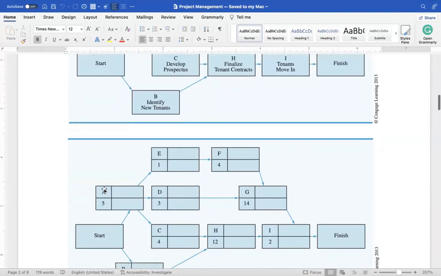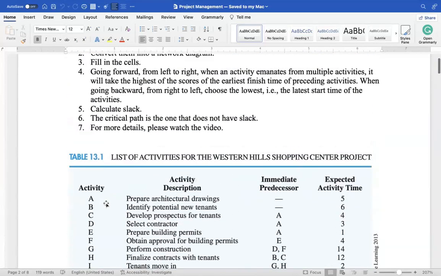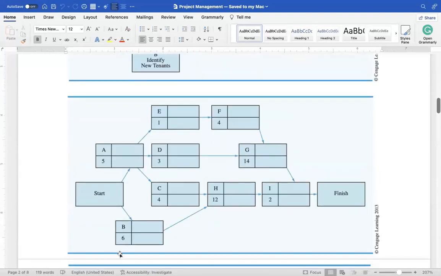So for example, if we talk about activity A takes 5 weeks. Let's check it from our data. Activity A takes 5 weeks. Similarly, activity B, it takes 6 weeks.